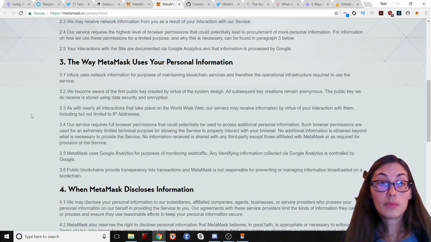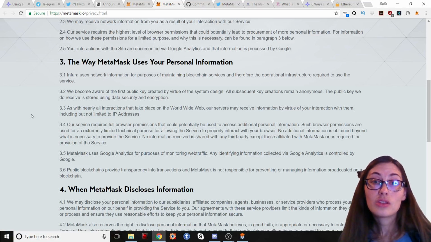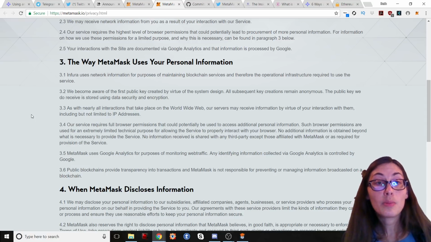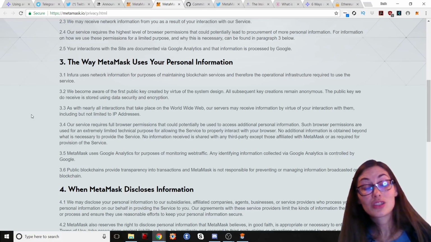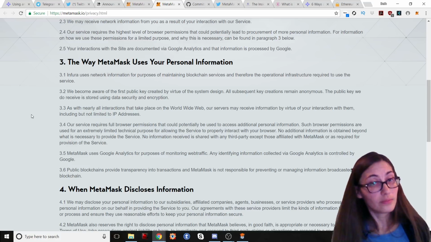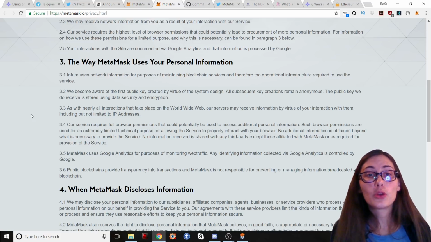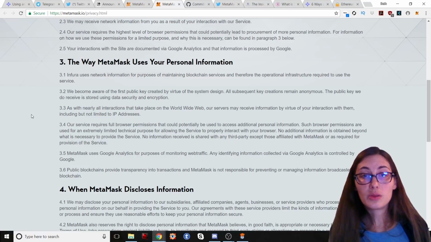And then 3.3 here is: as with nearly all interactions that take place on the World Wide Web, the servers may receive information by virtue of your interaction with them, including but not limited to IP addresses. So just a reminder, always use a VPN. Always use a VPN. So 3.4 here, our service requires full browser permissions that could potentially be used to access additional personal information.